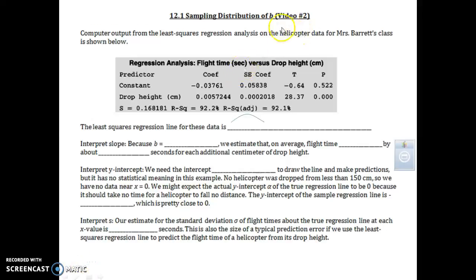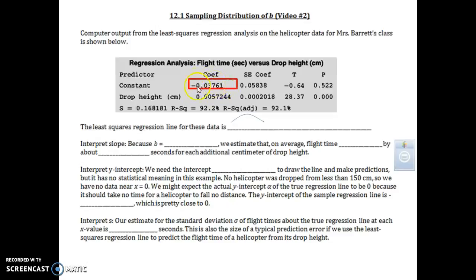Okay, today is video 2, and we're going to talk about reading regression output, and then we're also going to learn how to construct an interval for slope. So we're going to learn how to do all of that today. The first thing I'm going to do is point out some things that are really important in your regression output if you don't remember.